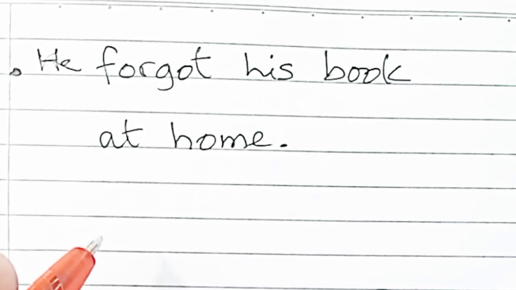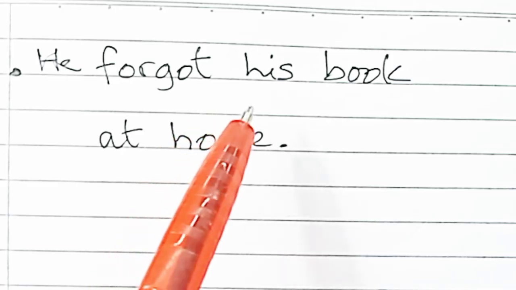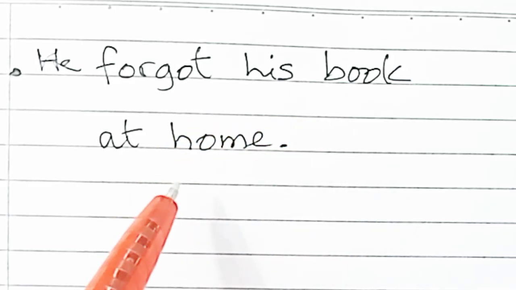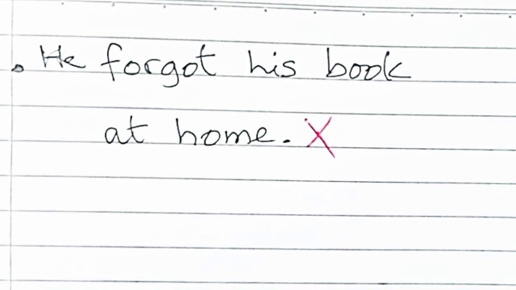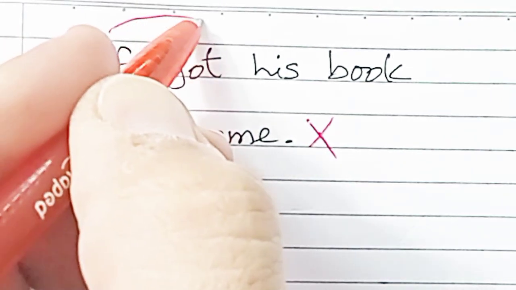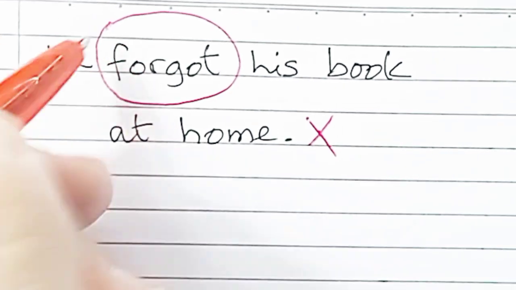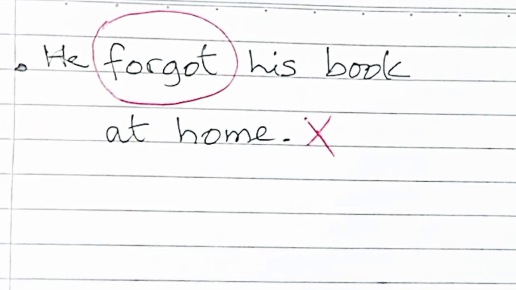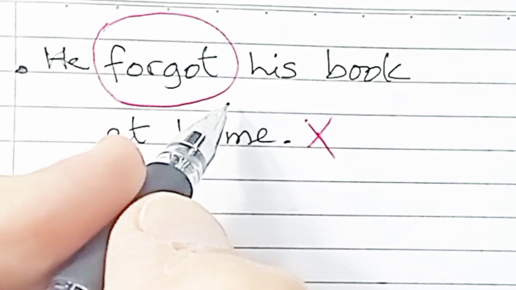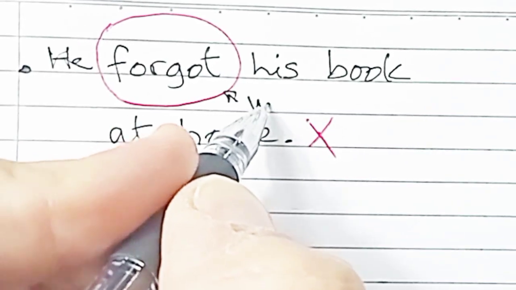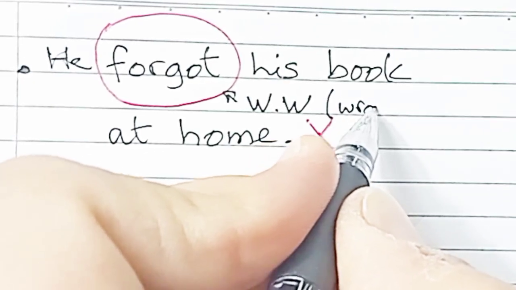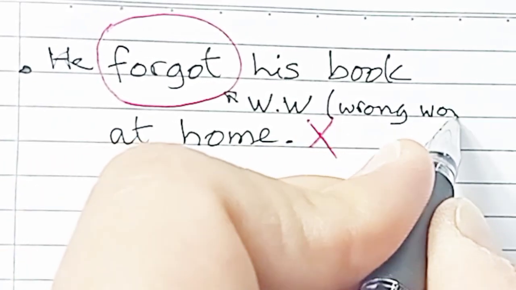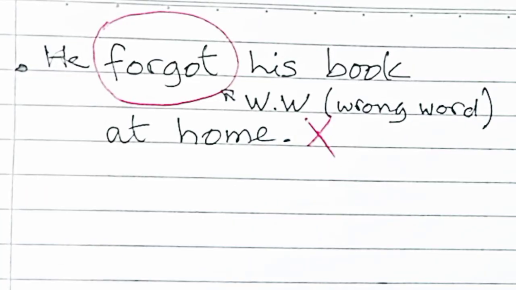Check this sentence. He forgot his book at home. Sounds no problem, right? Sounds correct. However, it's not. So where's the problem? The problem is the word forgot. Let's circle it. This kind of mistake is called word choice or wrong word, WW. The first W stands for wrong, and the second W stands for word. It means we need to replace this word by another one.